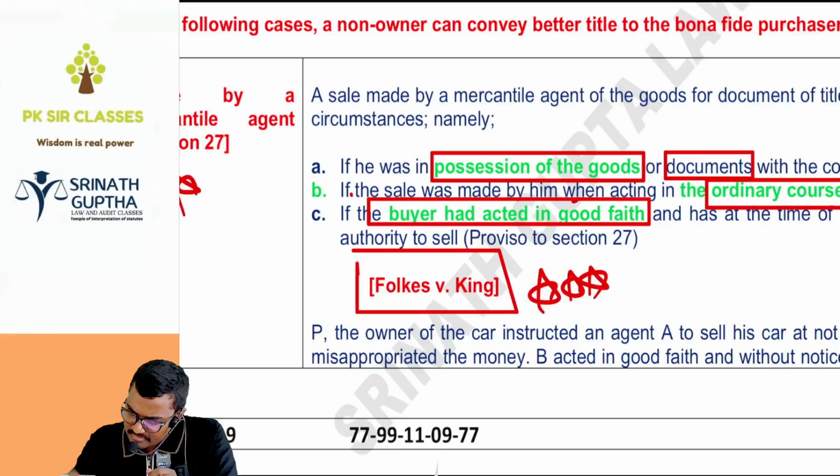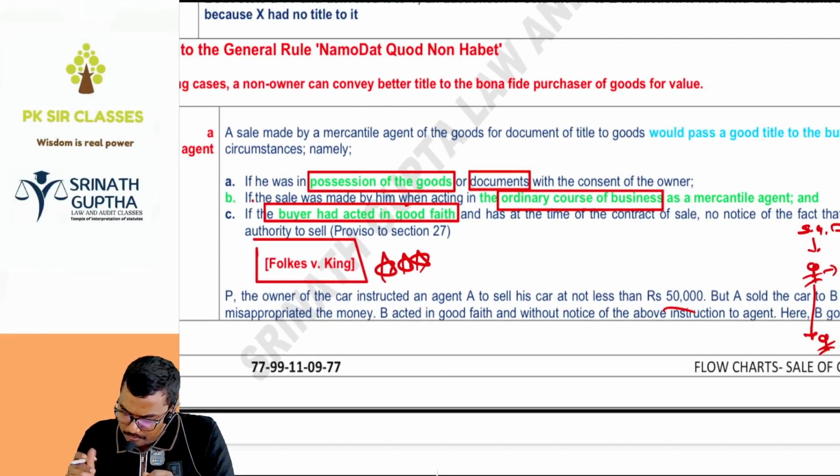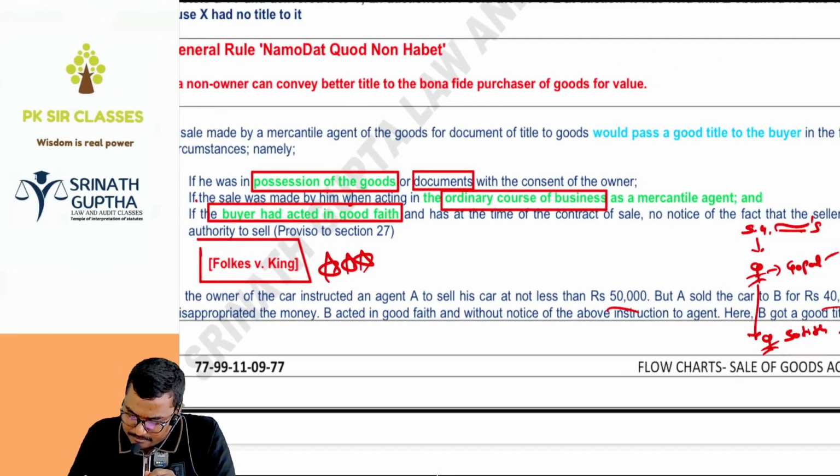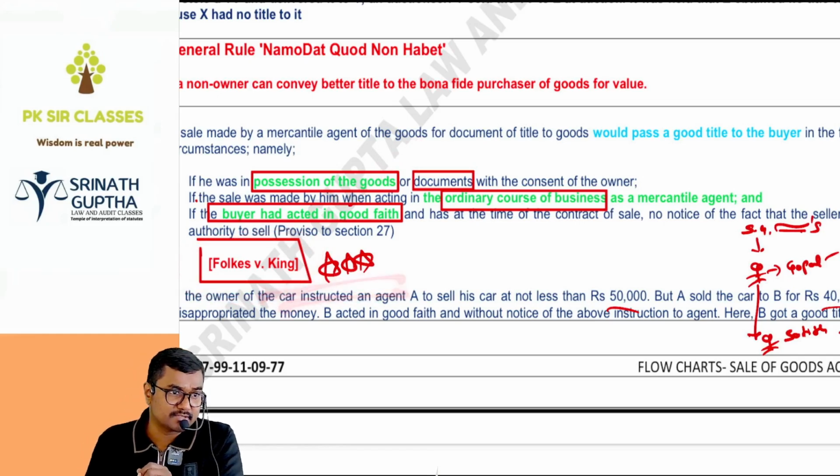Because here Pulender, the employee, is in possession of the goods or documents, is acting in the ordinary course of business, and I purchase the goods in good faith. Then there was a famous case, Fox versus King. Very, very important. This question came so many times in the exam.